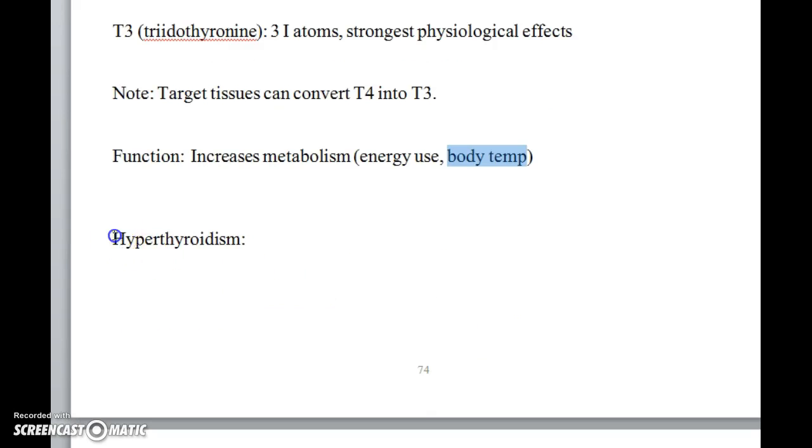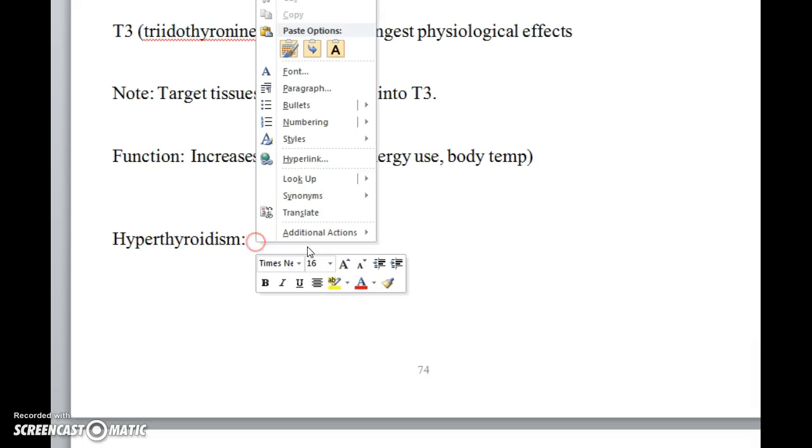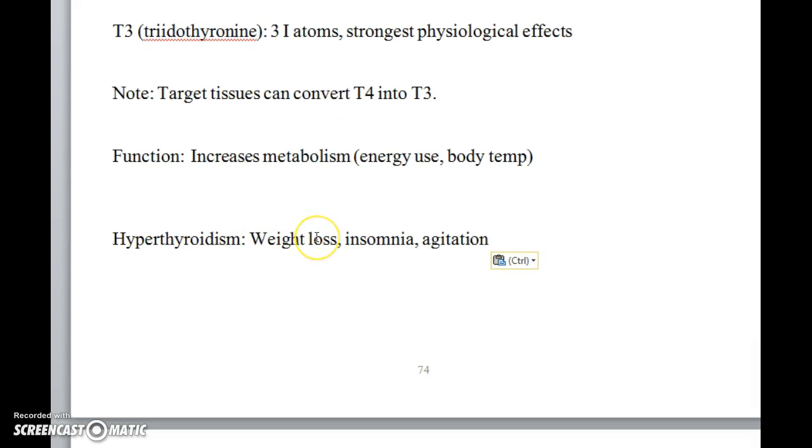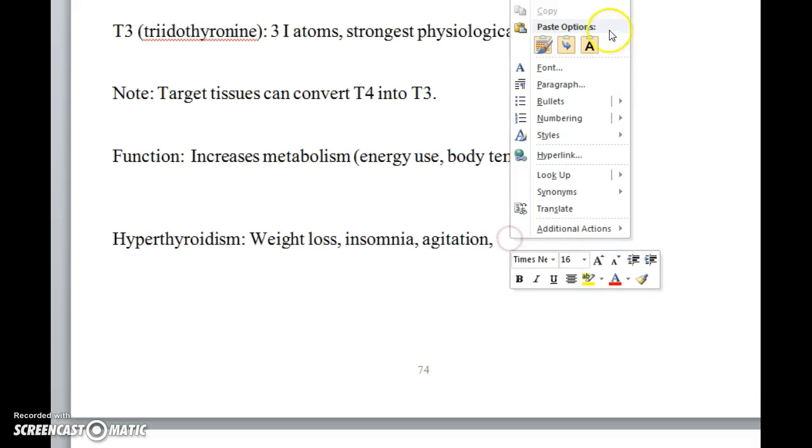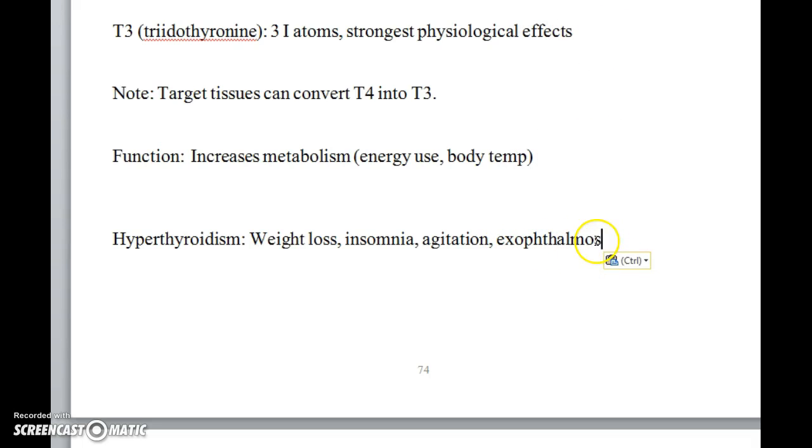And down here, we're going to do hyperthyroidism. Hypothyroidism is very common, but the symptoms are going to be just the opposite. So someone that has hyperthyroidism is going to have stuff like this: weight loss because of the high energy use in their body, insomnia and agitation. Again, it's part of a side effect of the high caloric burning of the body. And in extreme cases, you'll get something called exophthalmos. Exophthalmos is protrusion of the eyeballs. Look for a picture in your book, guys.